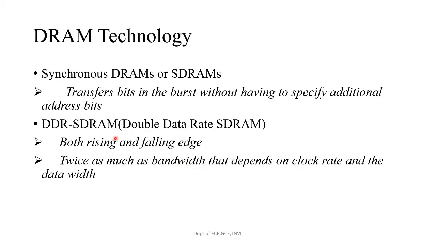The best example for this technology, the latest version, is DDR4. What is this DDR4? It is also called DDR4 3200 DRAM. It can do 3200 million transfers per second, which means it has a 1600 megahertz clock.